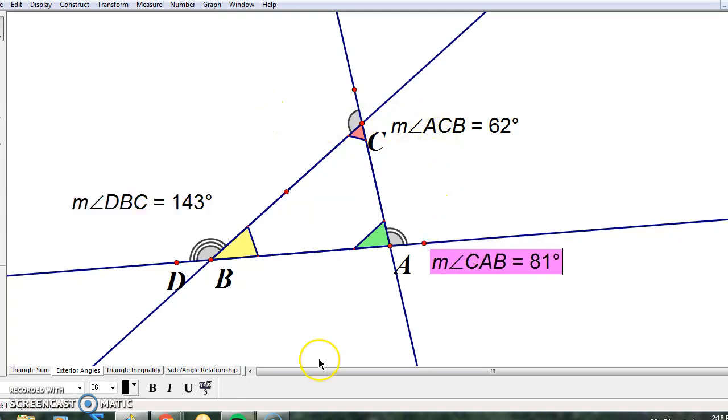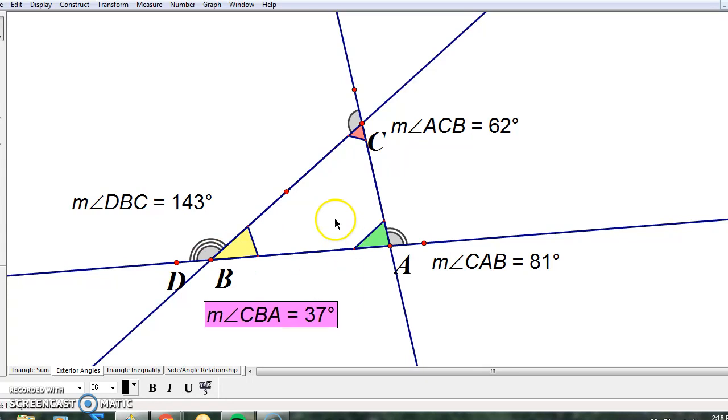So if I were to measure this angle over here, angle CBA, we see that that's 37 degrees. And so if I were looking for this angle up here, then all I would have to do is take 37 plus 81, which should be, what, 118 degrees. So that one would be 118 degrees. And then if I were looking for this exterior angle, all I would have to do is add the 37 and the 62, which would be 99 degrees. And that would be the exterior angle theorem.